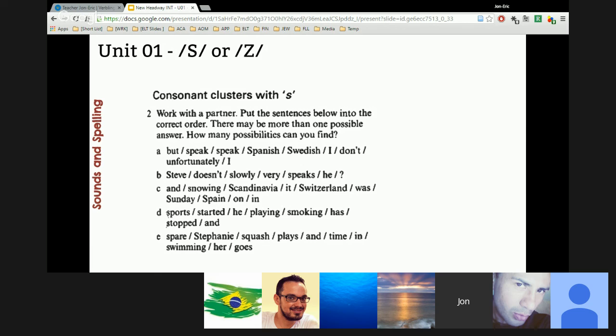He started playing sport and has stopped smoking. Okay, good. Has, with a Z. Has stopped smoking. Exactly. So the only Z in that sentence is has.